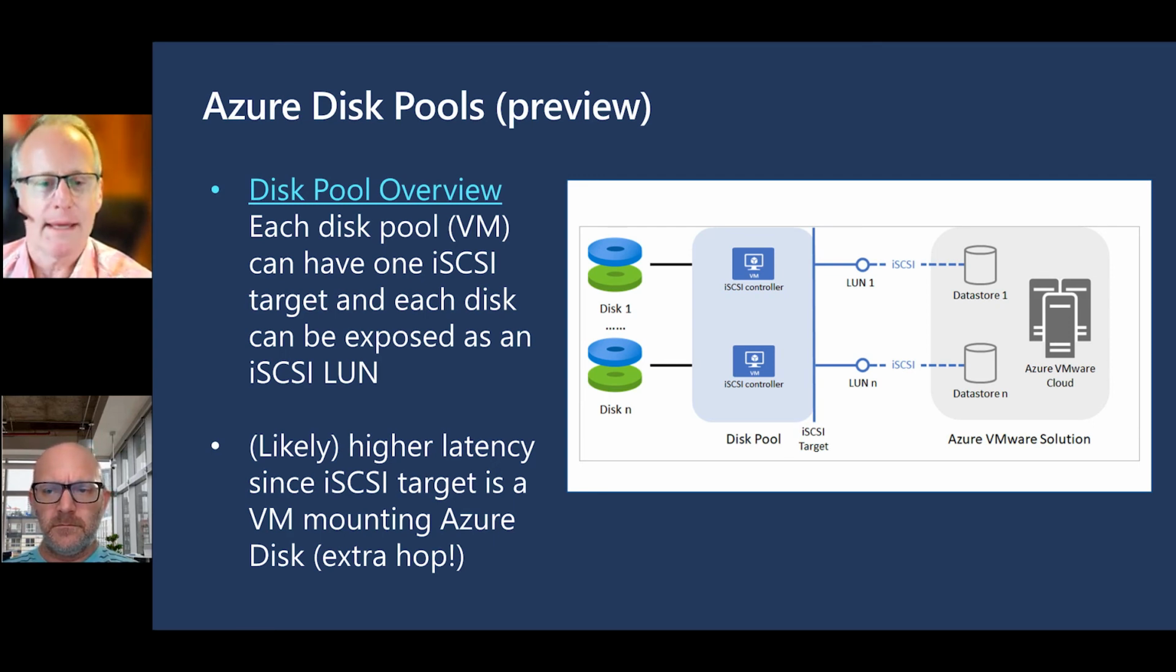There's probably going to be a little higher latency with this technology based on my testing, because you're not going directly to the NetApp storage like you were with the ANF NFS mounts. You're going from the Azure disk, which is abstracted blob storage that is then presented via iSCSI from a Linux VM. So there are extra hops introduced with this technology, and then you're going to mount it as iSCSI LUNs in your Azure VMware Solutions cloud, if that makes sense. Did I say that right?